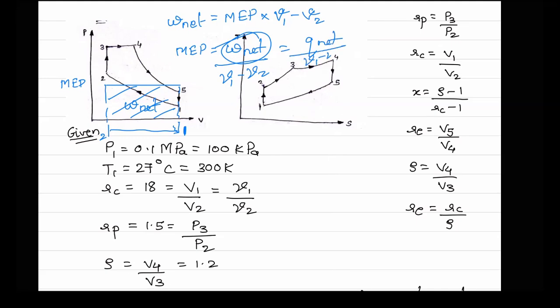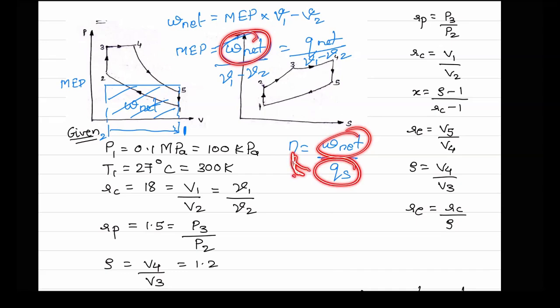Or I can write, what is equation of efficiency? Efficiency is output, which is W net, upon input, which is heat supplied. So in this equation, instead of W net, I can write QS into efficiency.